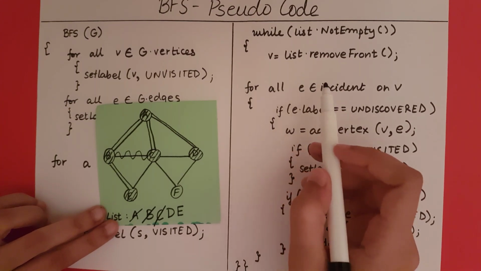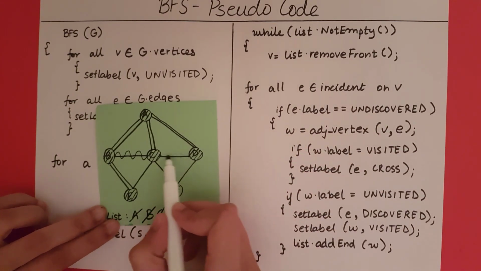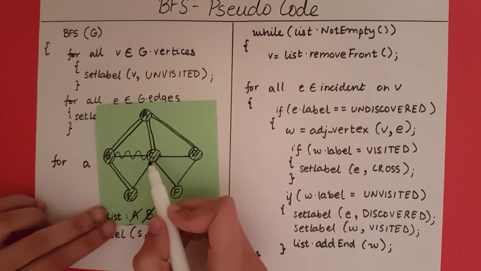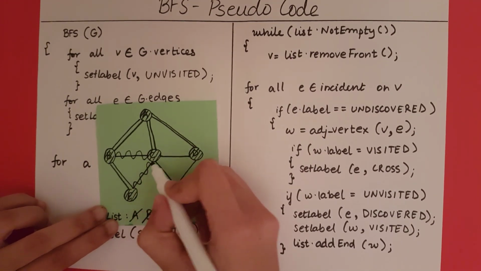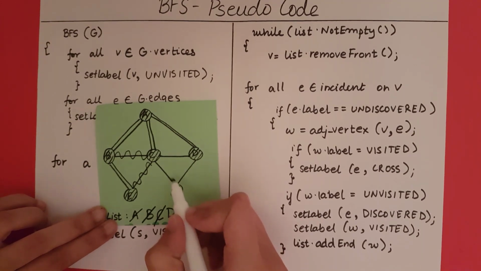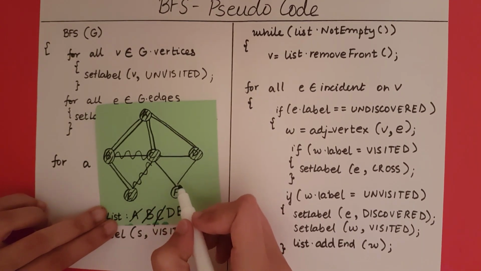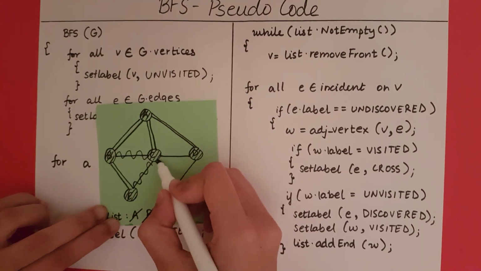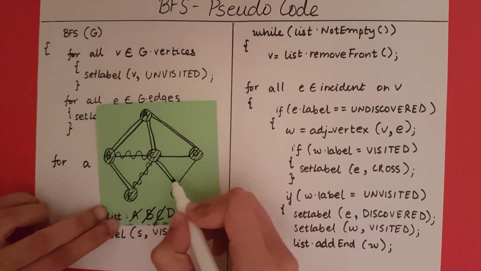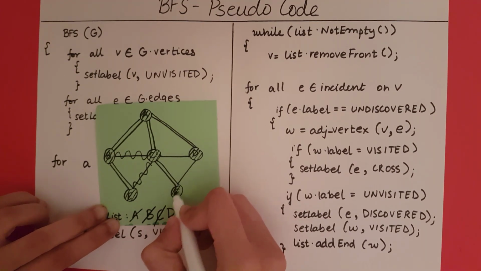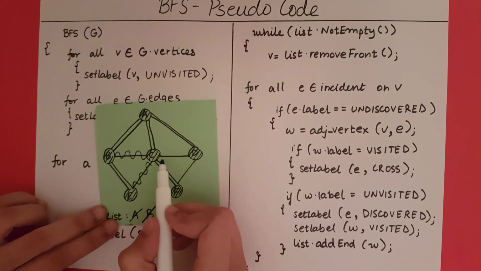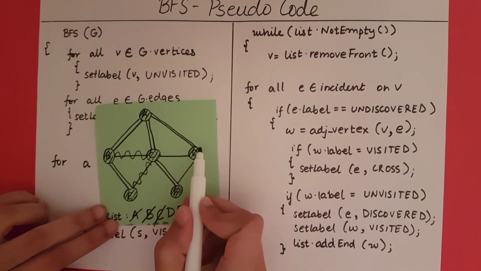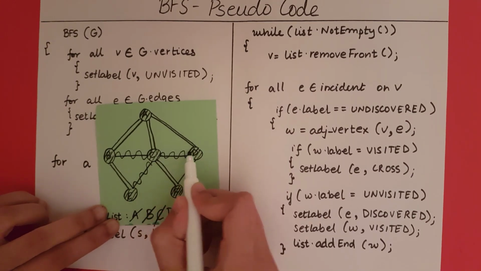Now for all edges incident on C, let's take this one or even this one. So I take this edge, I go to a vertex E. E has already been visited, so this becomes a cross edge. I go to this edge. This edge is undiscovered. It leads to an unvisited vertex. So I make it a discovery edge and I visit this F and I put F to the end of my list. Then I go to this edge. This is an undiscovered edge. It leads to a visited vertex, so it becomes a cross edge.